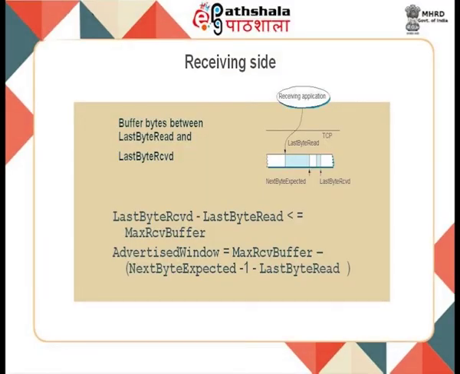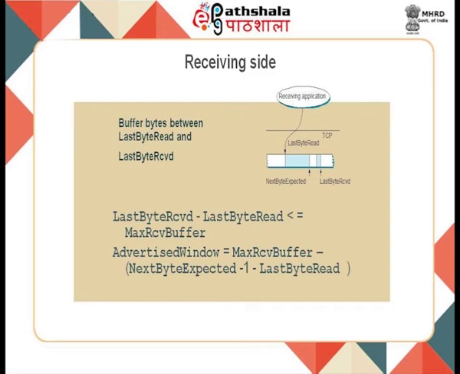Now, in addition to that, on the receiving side, let us look at the bytes that we need to buffer. All the bytes that have been received and which have not yet been read by the application will have to be buffered. That is, all the bytes between your last byte read and the last byte received have to be held in your buffer. So, your buffer size will have to be at least as big as this. That is, last byte received minus last byte read, the number of bytes that you need to actually buffer, should be less than or equal to the maximum receive buffer size. This is the first condition that we need to look at.